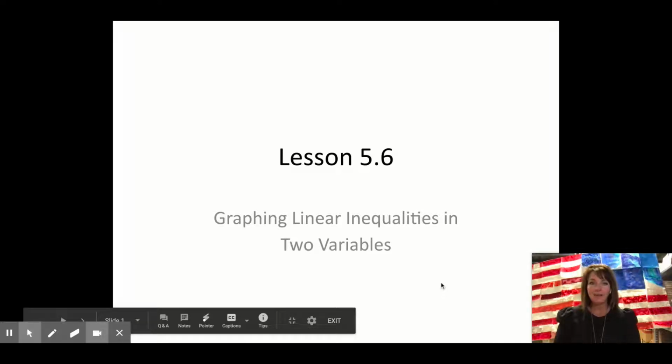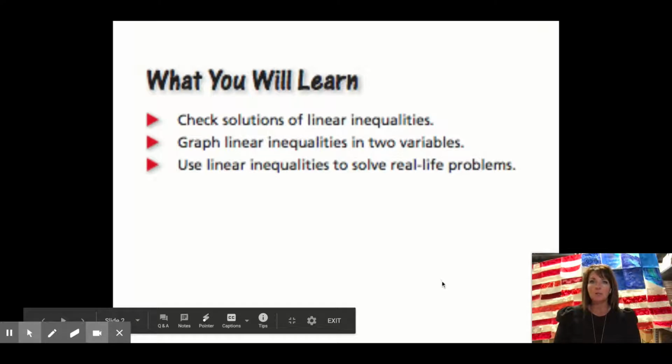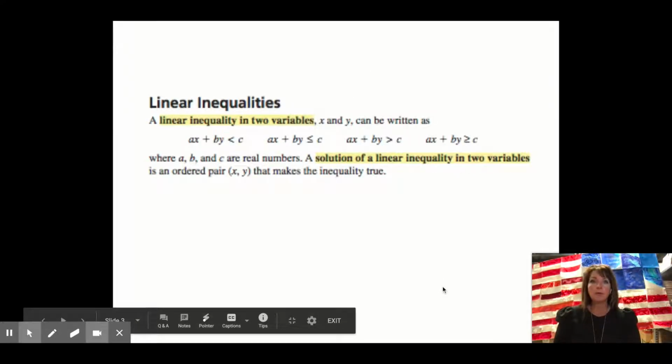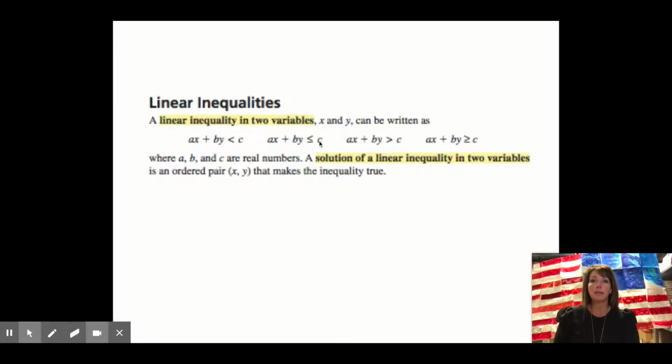Here we are, lesson 5.6. We're going to be graphing some linear inequalities. We're first going to check some solutions, then we're going to learn to graph. So when we're talking about a linear inequality, remember there is no equal sign. These are not necessarily called equations, even though they're very similar to equations. They have a less than or equal to, a greater than, or a greater than or equal to.